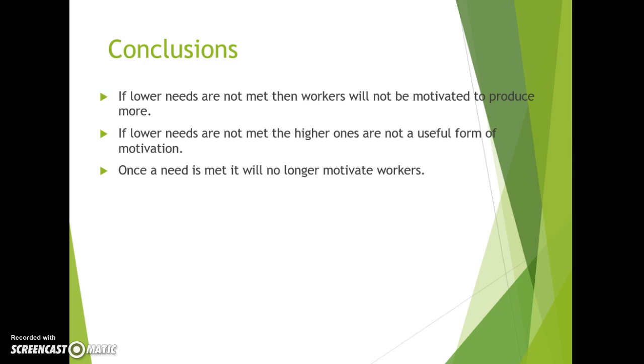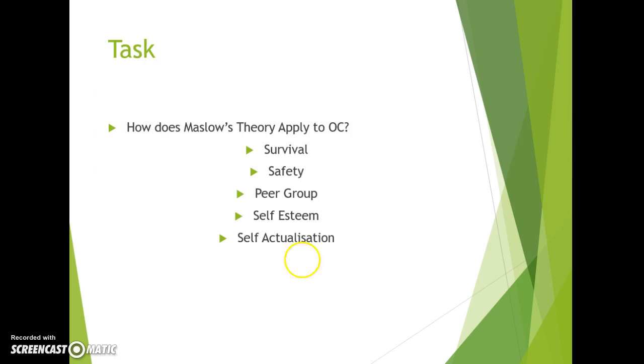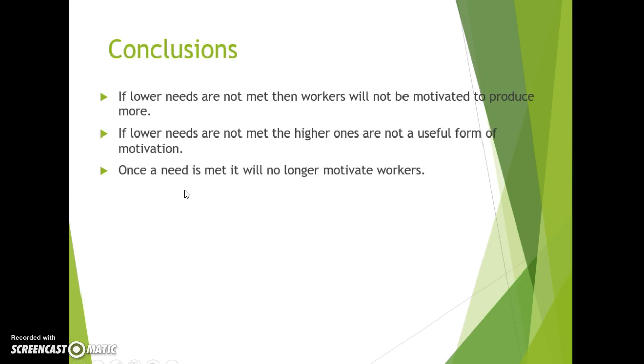Okay, once a need is met, it will no longer motivate workers. So once you've achieved that basic rate of pay to satisfy all your needs, there's no point saying, oh come on, if you do this you'll get paid. That no longer motivates. So that concludes the introduction to Maslow's hierarchy of needs.